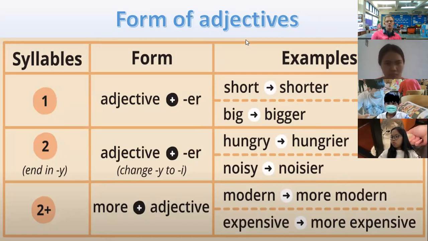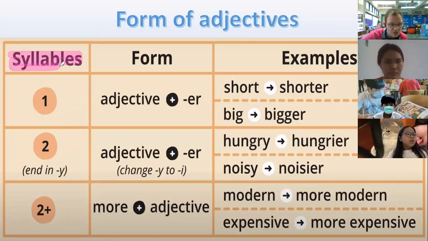So in English, we have syllables. Who knows what a syllable is? Who can tell me? Who knows what a syllable is? Anyone?